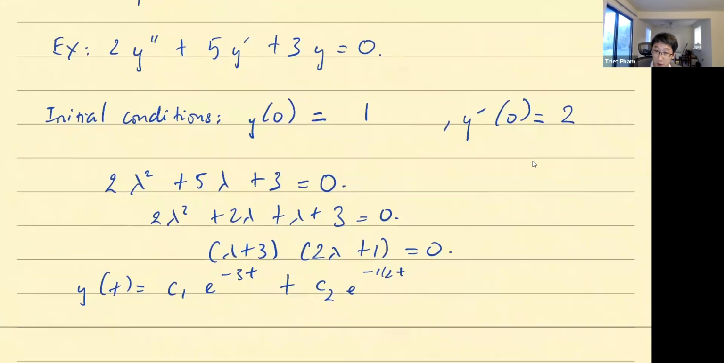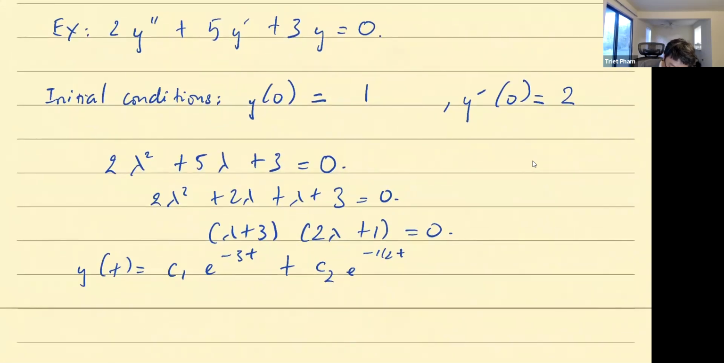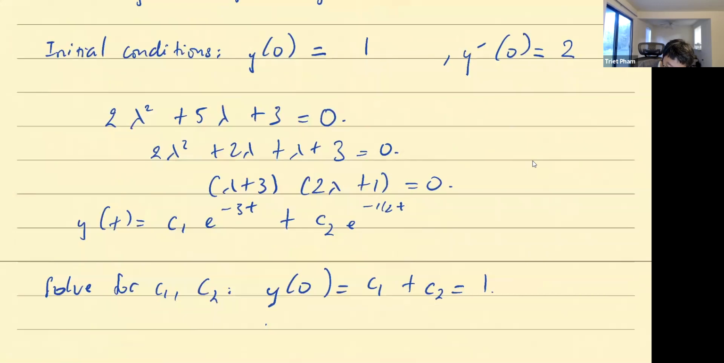And if you want to solve for C1, C2, you plug in y of 0, which is C1 plus C2, which must be 1. And then y prime of 0, which is minus 3c1 minus 1/2 c2, must be equal to 2. And then you solve for it. And all the other cases are similar.